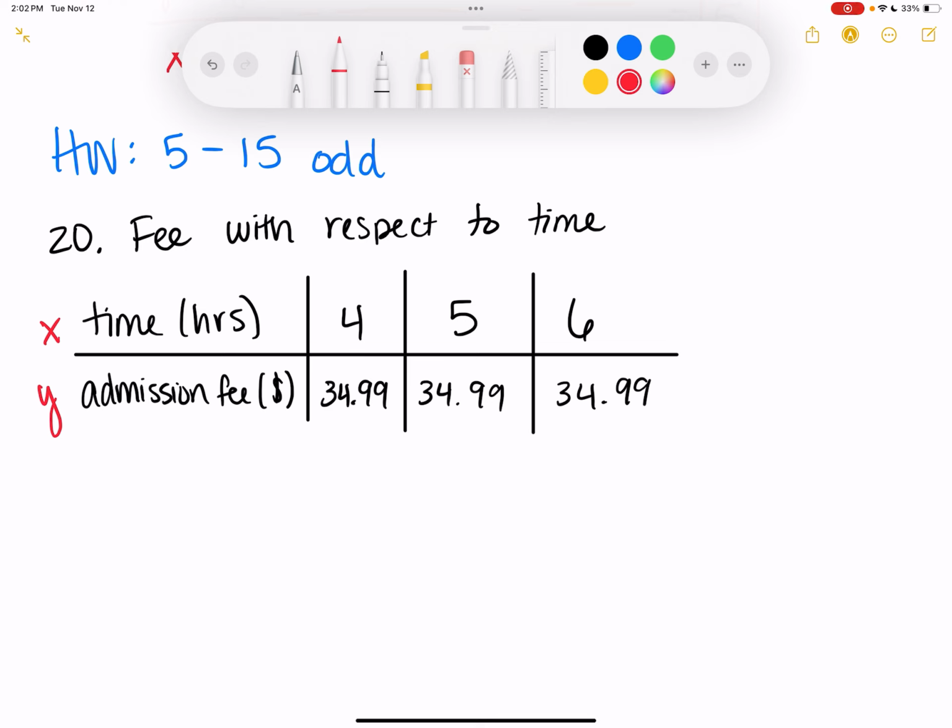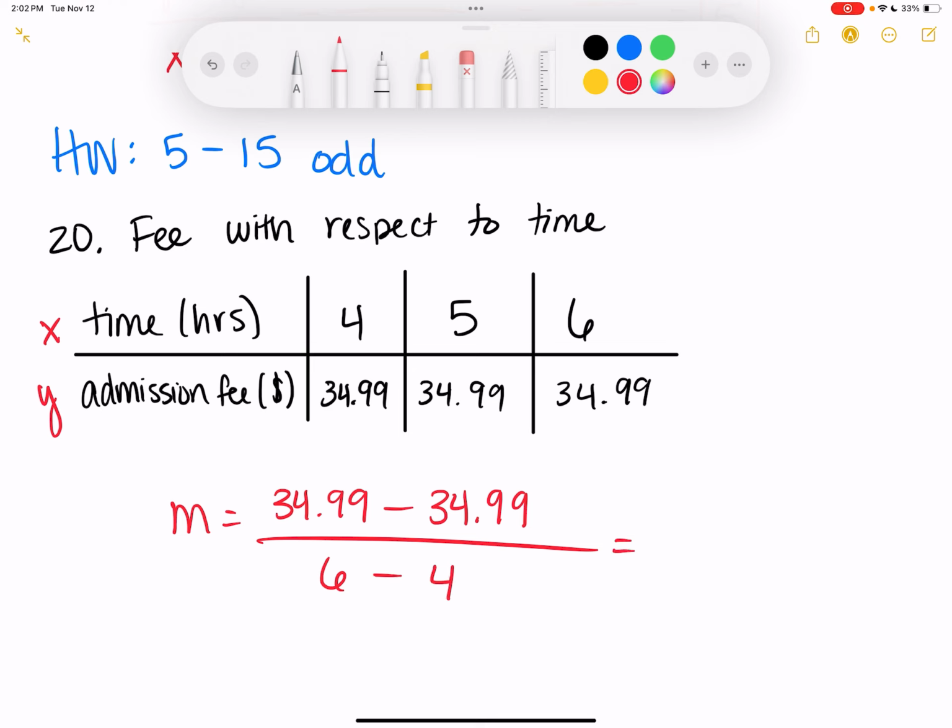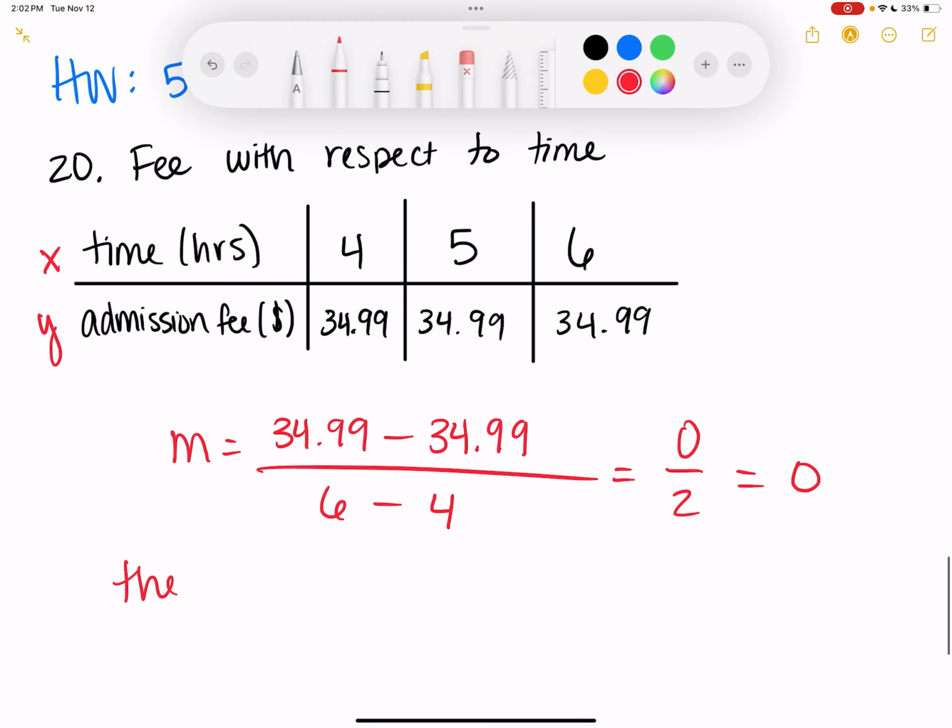So $34.99, so M equals $34.99 minus $34.99 over 6 hours minus 4 hours, so 6 minus 4. And what do I get when I do that? 0 over 2. 0 over 2, which is? 0 slope? Yep, 0 slope. So what that tells me is the cost is the same no matter how long the person is at the park.